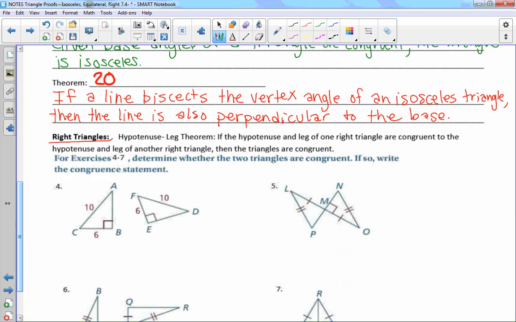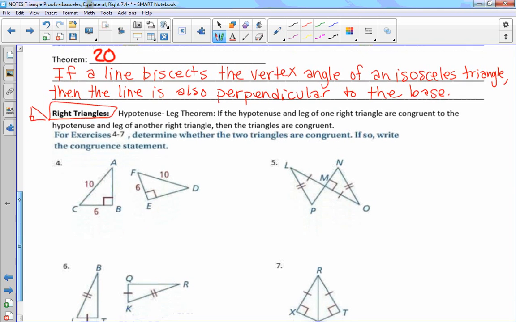Right triangles. What does a right triangle have to have? An angle. Okay? We know the hypotenuse leg theorem. We already talked about it last time. If the hypotenuse and leg of one right triangle are congruent to the hypotenuse and leg of the other triangle, then the two triangles are congruent. So there are three things that have to happen. One, you have to have two right triangles. Two, the hypotenuses are congruent. Three, a pair of legs are congruent. If all three of those happen, then the triangles are congruent.